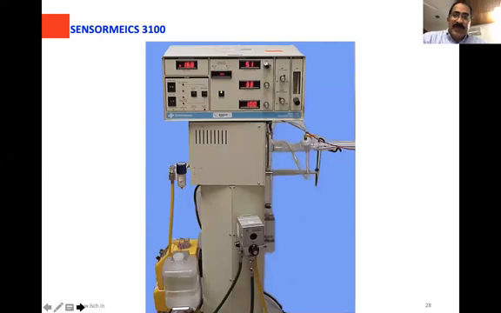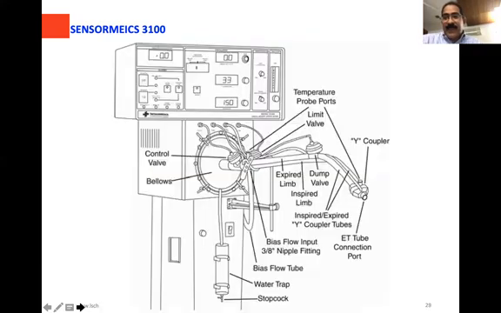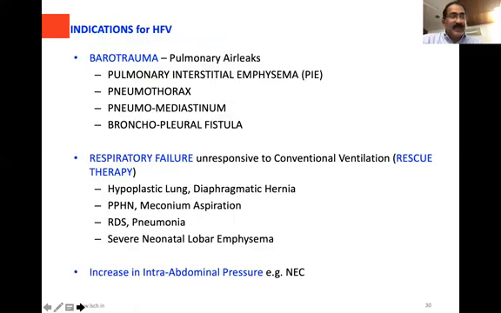So this is the usual ventilator that we are all used to. You have so many other models, and I've been using all varieties. But here is a SensorMedics model. Next slide, please. And this is again the graphics in the SensorMedics. Next slide, please.